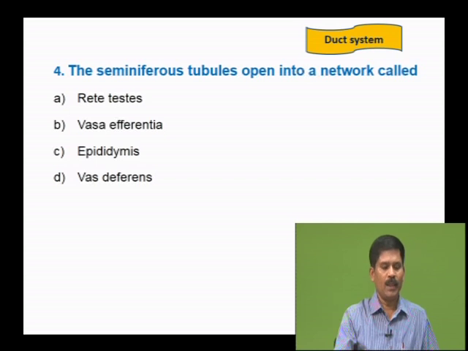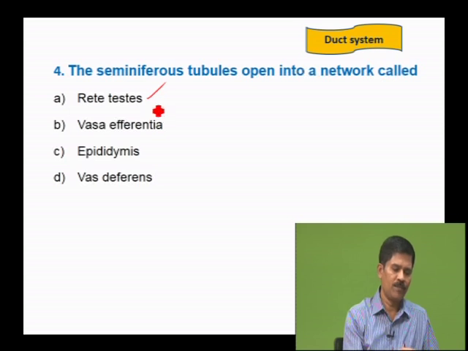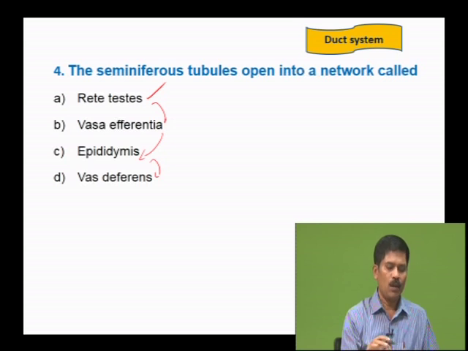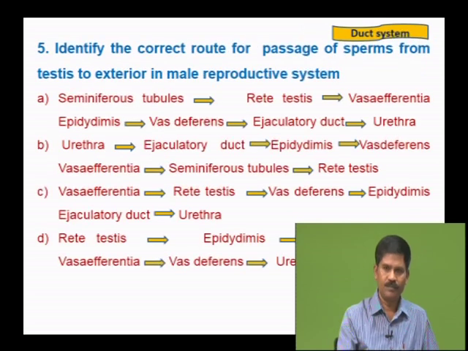Next question, look. The seminiferous tubules open into a network called. All the seminiferous tubules of a testis open into a network called rete testis, which in turn opens into vasa efferentia. Vasa efferentia open into epididymis. Epididymis opens into vas deferens. In this question, the seminiferous tubules open into a network, so the correct option is rete testis. A is the right option.